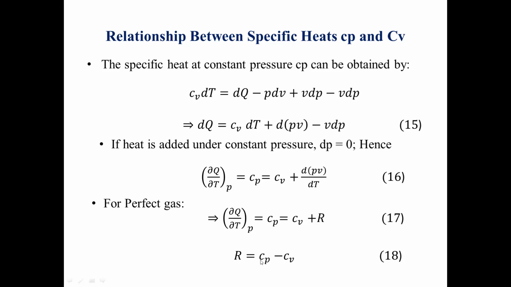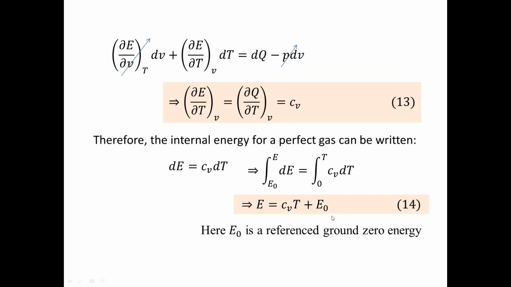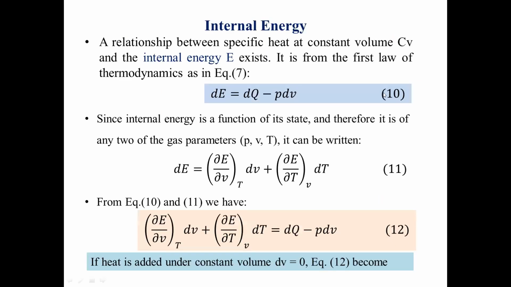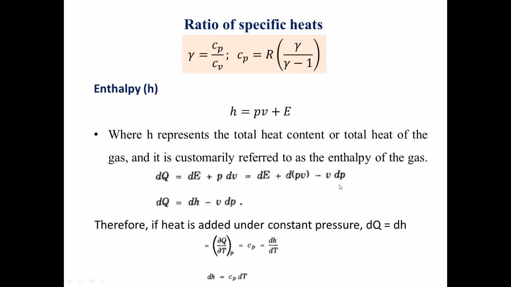That formula 18 is one of the important formulas, like formula 14 also, and formula 10. So these are some of the important formulas. And then the specific heat ratio gamma, or instead K we can use, is equal to Cp over Cv. And another one: Cp is equal to R times gamma over gamma minus 1. This is also another helpful formula.